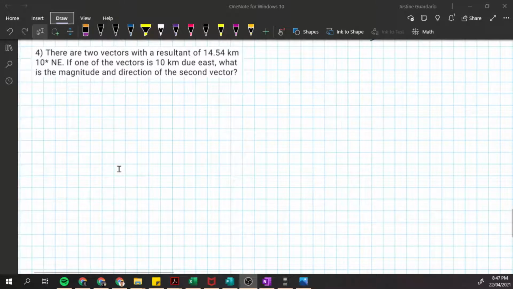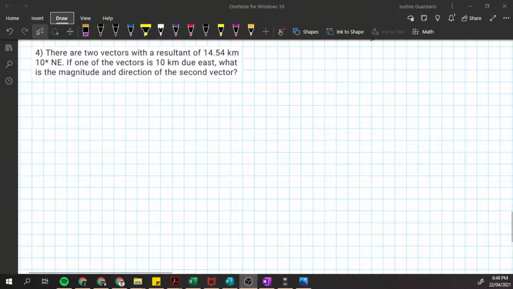So for our last problem, there are two vectors with a resultant of 14.54 kilometers, 10 degrees north of east. And if one of the vectors is 10 kilometers due east, what is the magnitude and the direction of the second vector? Now, we approach this using a graphical approach. So gamit tayo dito ng sine and cosine law.